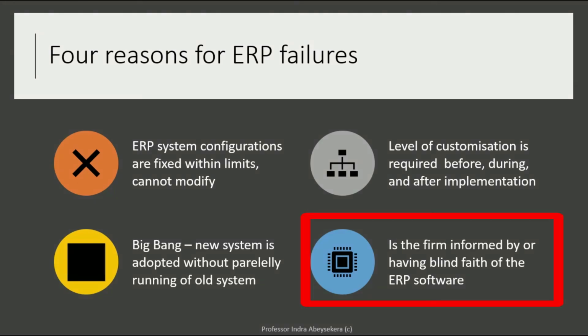The fourth is the firm is informed by or having blind faith in the ERP software just because another enterprise adopted a given ERP software system. That doesn't necessarily mean that the ERP software system fits into another enterprise, because that enterprise business model may be quite different from the one that has adopted the ERP software system and has worked well.